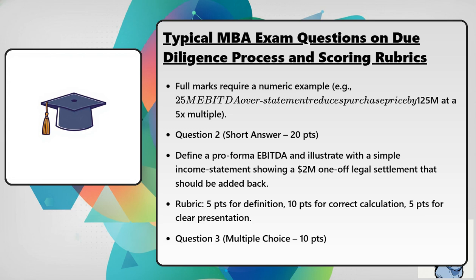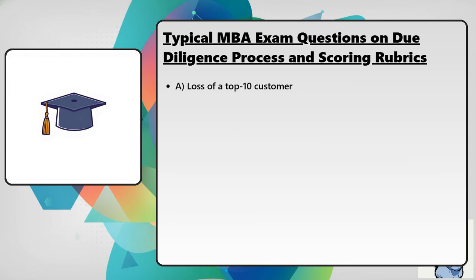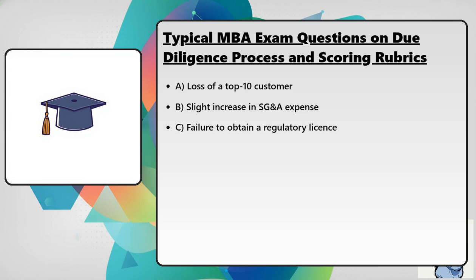Question 3, multiple choice, 10 points. Which of the following is not typically a deal-breaker trigger? A. Loss of a top 10 customer. B. Slight increase in selling, general, and administrative expense. C. Failure to obtain a regulatory license. D. Material litigation discovered. Rubric: 10 points for correct answer B.